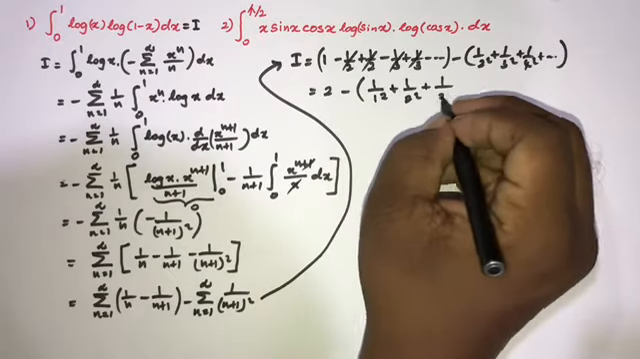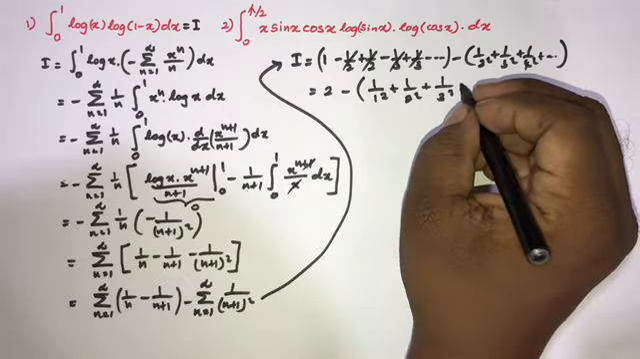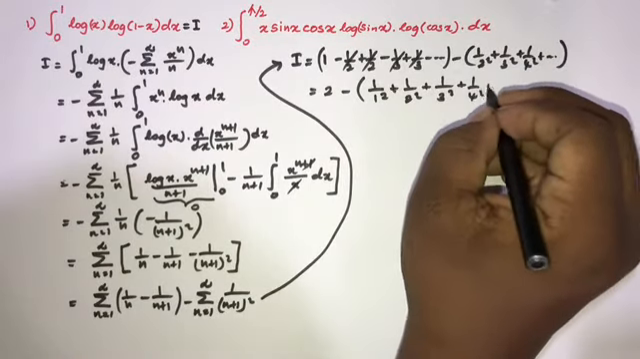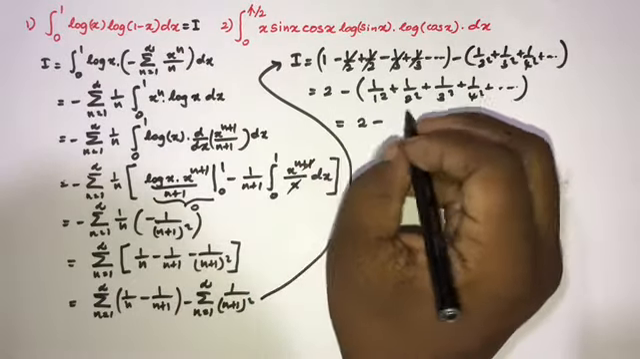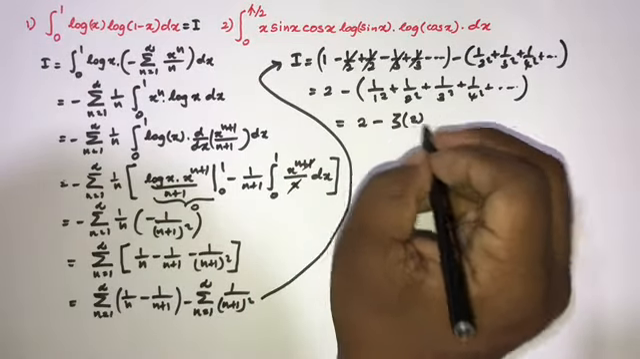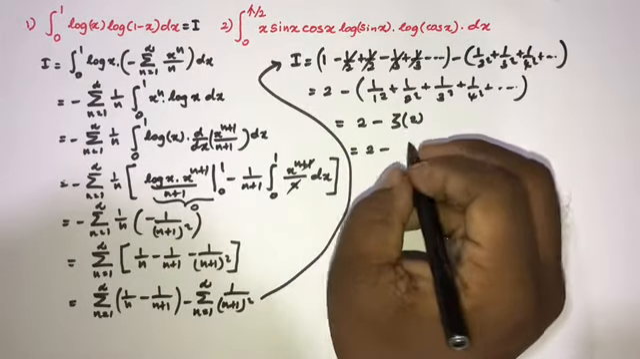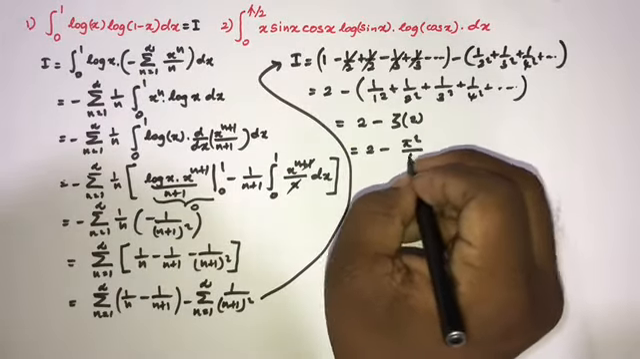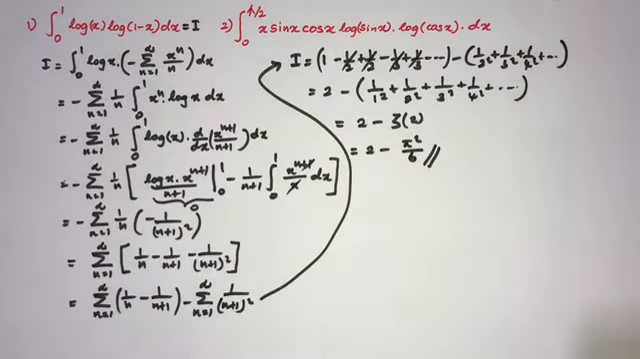I am going to use the Riemann zeta function. So here 1 over 4 squared plus so on, and now we know this is equal to zeta of 2, and zeta of 2 we know the special value, 2 minus π squared over 6. Okay, this is the answer for the first integral.